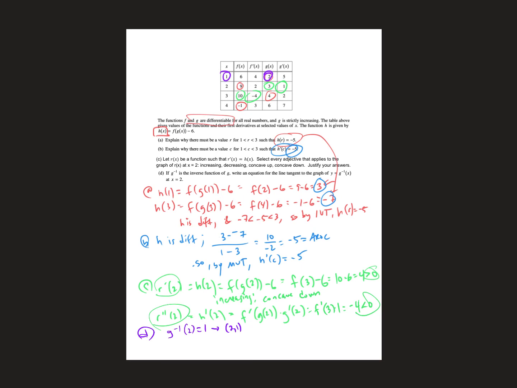And then the derivative of this is the inverse formula we learned, g prime of g inverse. And we're finding the slope there at 2, so I'm going to go ahead and plug in 2. So again, g inverse of 2 was 1. And from the chart, g prime of 1 is 5. So my slope is 1/5, my point is 2 comma 1.